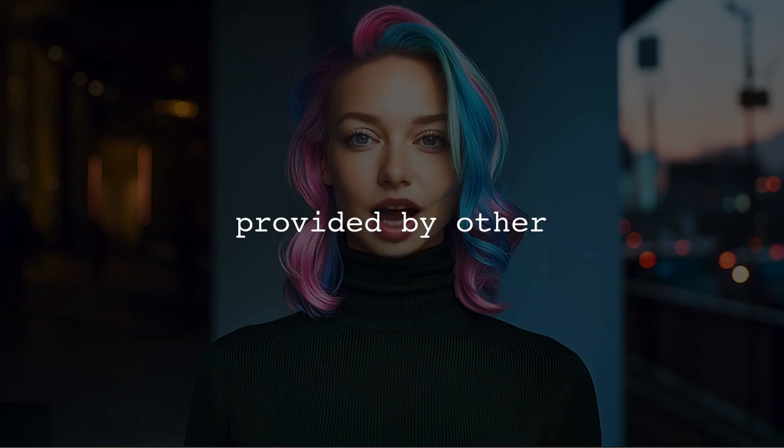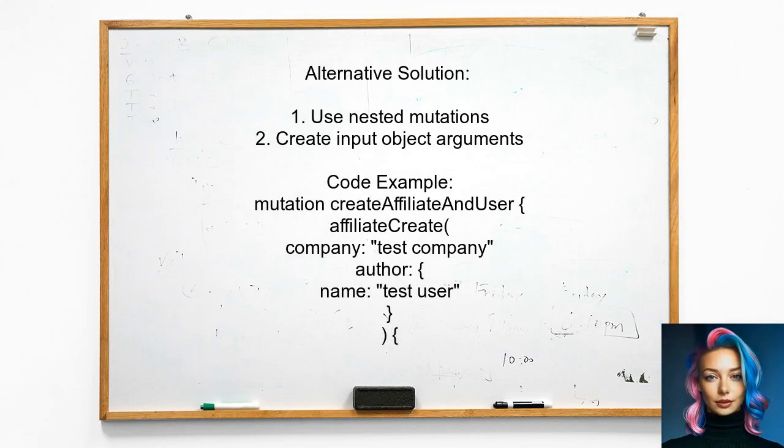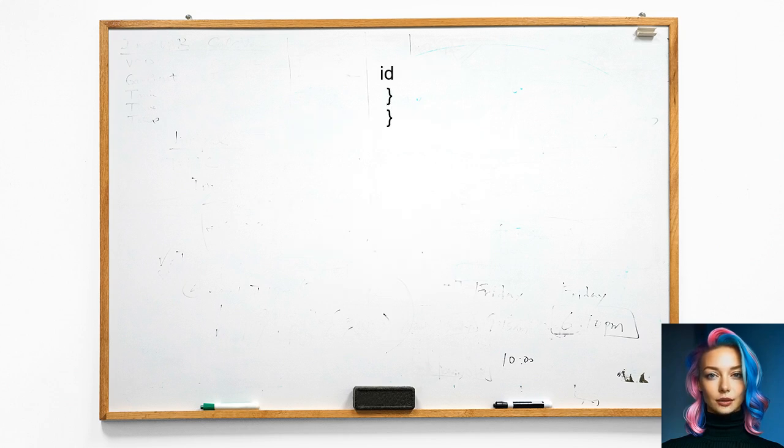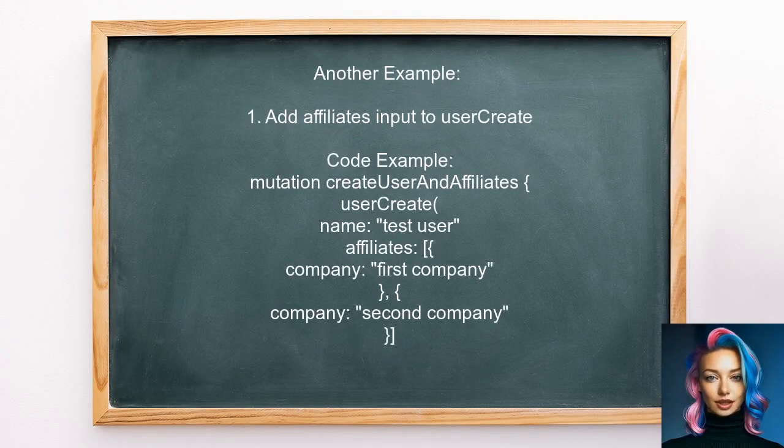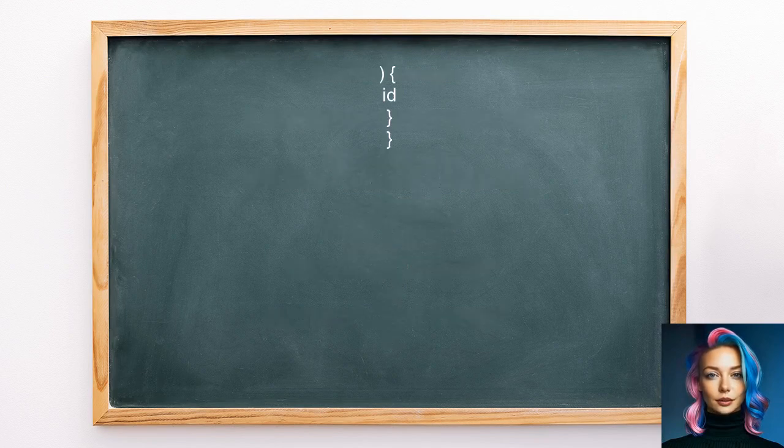Now, let's look at the answers provided by other users. One alternative approach is to use nested mutations, which are supported in GraphQL APIs. Instead of trying to set a variable for the mutation result, you can create an input object argument. For example, by adding an author input to the affiliate create mutation, you can create both an affiliate and a user in one call. Similarly, you can add an affiliates input object to the user create mutation to create multiple affiliates at once. This way, you can link the two entities together without needing separate mutation calls.